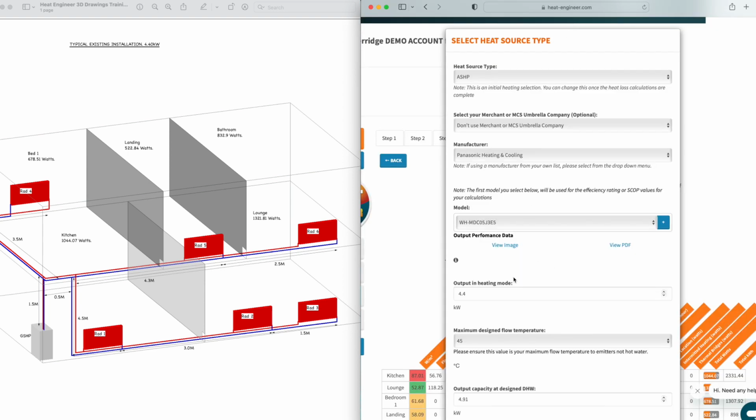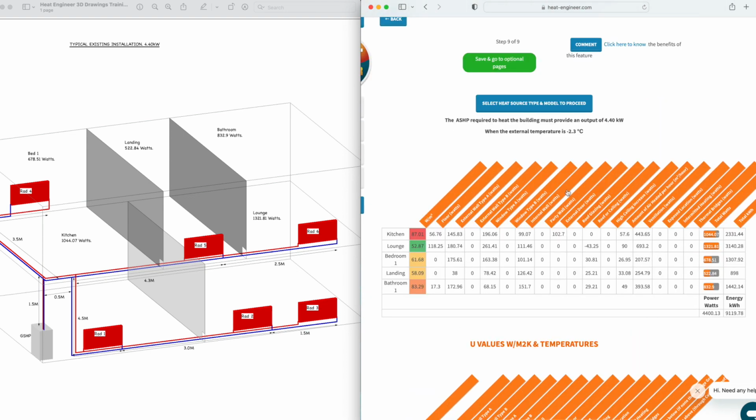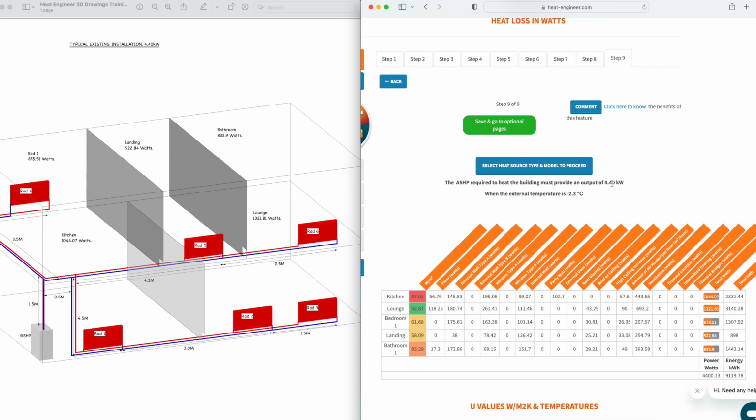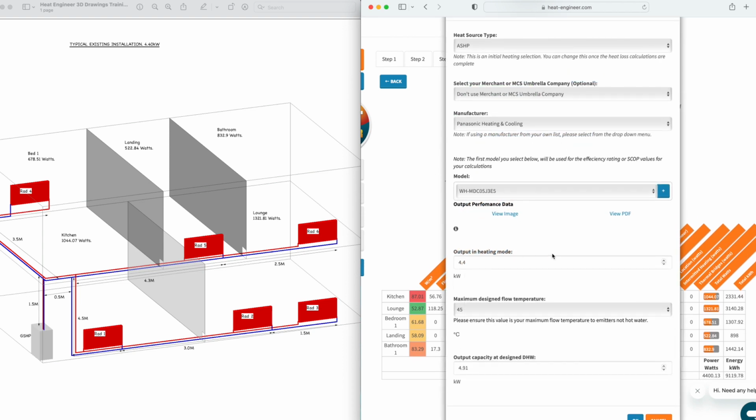But more importantly, you can actually view the PDF, because we are at -2.3, I think we said. Let's just cancel that a second. So we're at -2.3, so 4.4 kilowatts at -2.3. That's all the building is going to need when it's at -2.3. So we've got this unit, but we need to find out what the output's going to be when it is -2.3 outside, and that's how you would put in the design capacity for your domestic hot water.